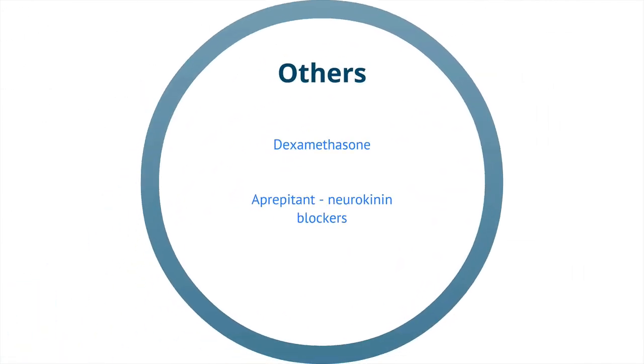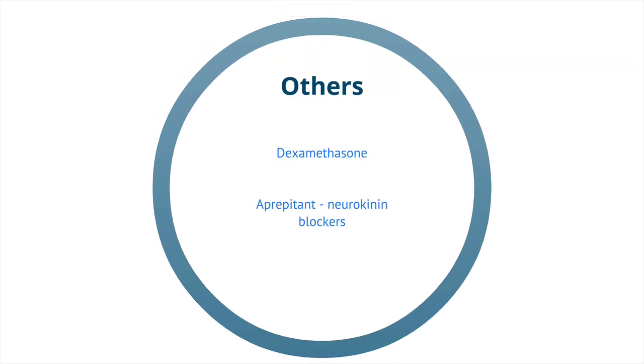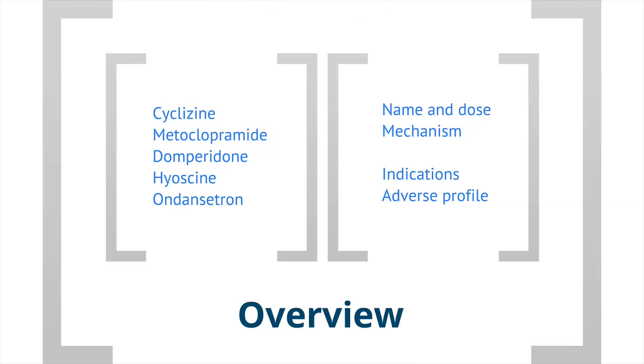And finally, 2 other drugs which are fairly effective as well, and which you may want to look up after this podcast, are dexamethasone and a newer drug called aprepitant, which is a neurokinin blocker. Okay, so in this podcast, we've looked at 5 major antiemetics. We've had a look at the dosage of each, the mechanism, when you might want to use it, and some of the adverse profile.